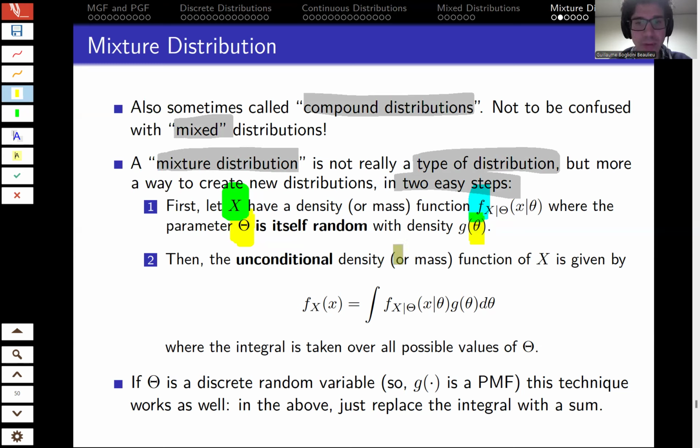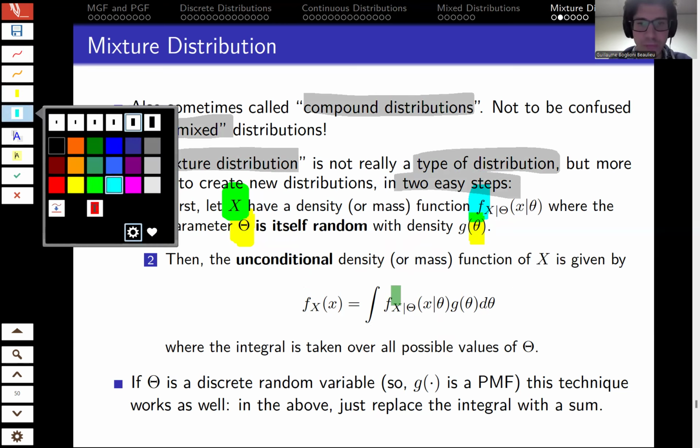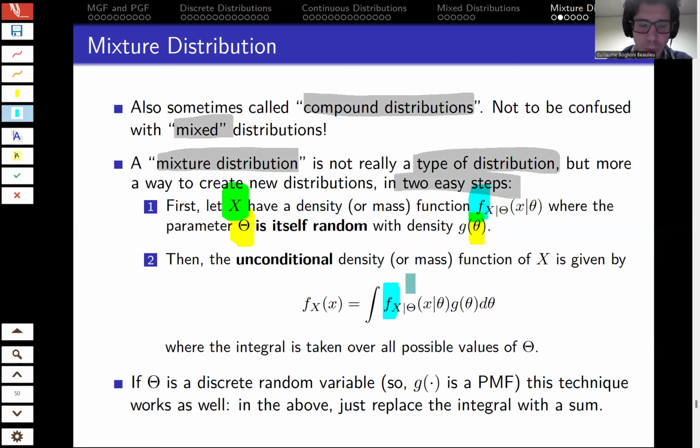And this is given here. Well, density or mass, but here with the notation little f we kind of imply that it's a density, but it could be a mass. What I mean is we could have a p here, a probability mass function, and it works as well. Okay, so this is given here. You integrate the product of the conditional density with the density of theta.